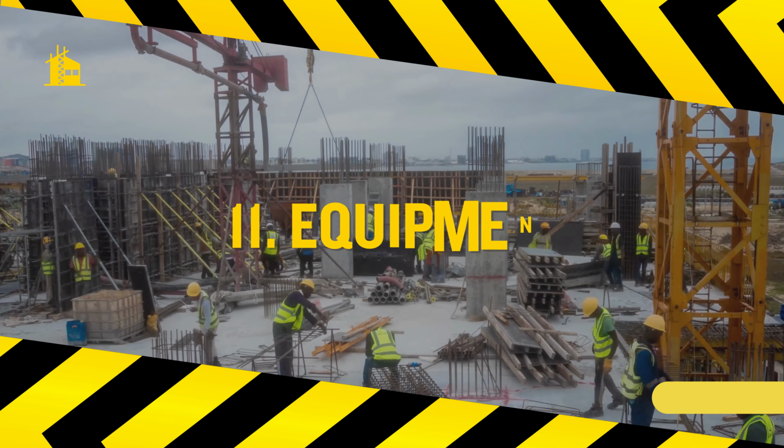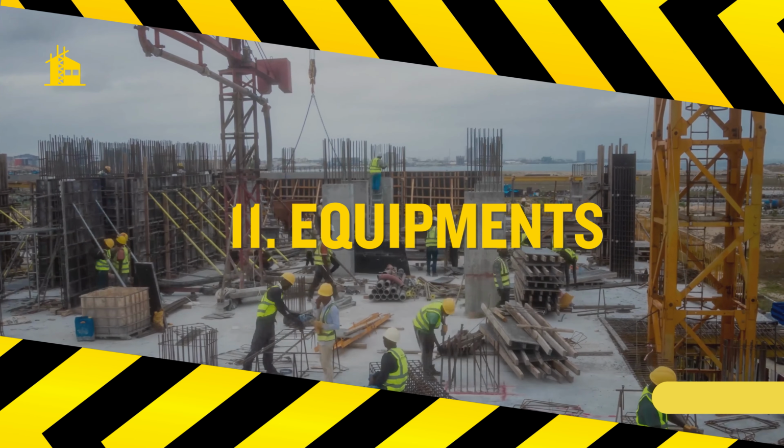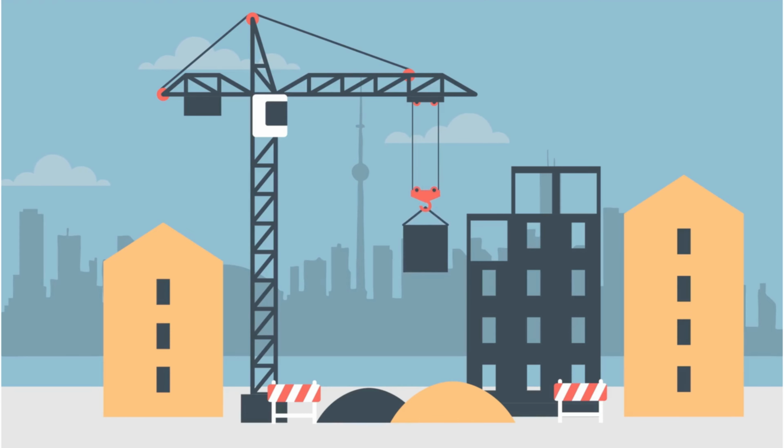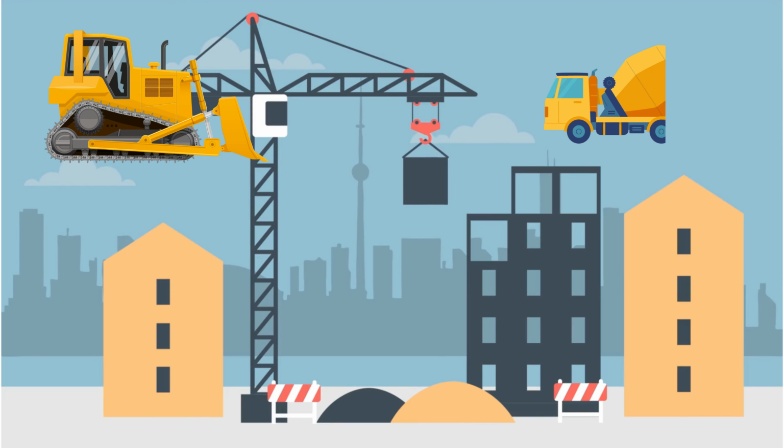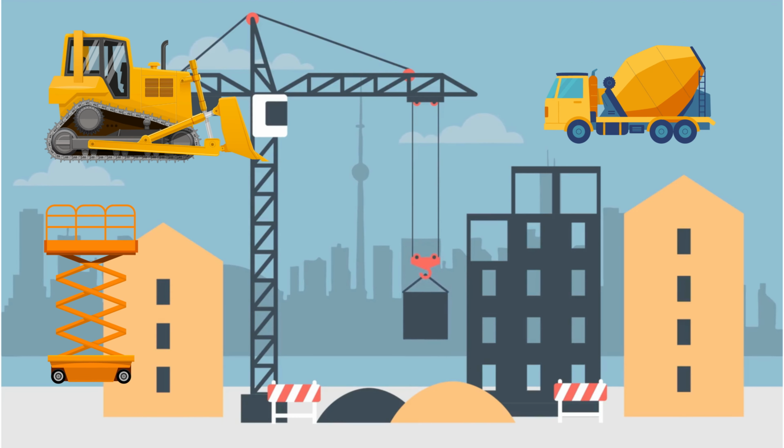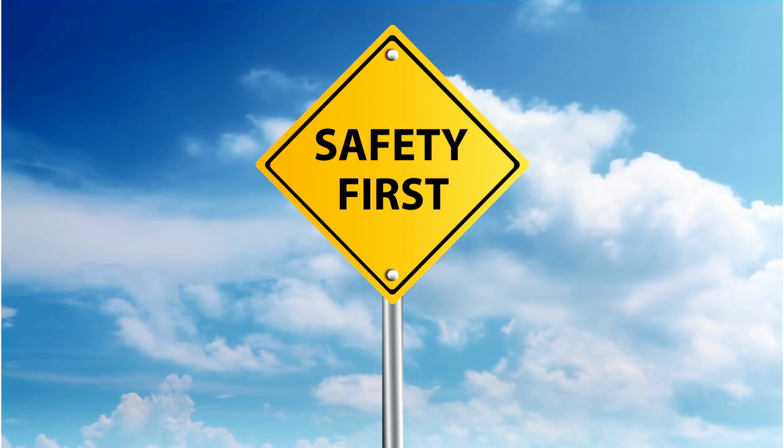And then equipment. Equipment refers to large tools or machines used in construction. For example, bulldozers, concrete mixers, scissor lifts. These help workers to get the job done faster and safer.